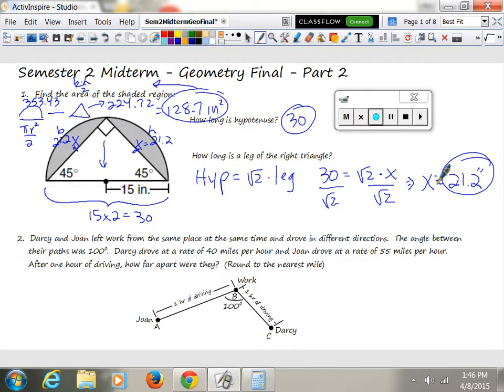Number 2 says Darcy and Joan left work at the same place at the same time and drove in different directions. The angle between their paths was 100. Darcy drove at a rate of 40 miles per hour. So Darcy went 40 miles per hour for 1 hour. That means she went 40 miles. Joan drove at a different rate of 55 miles an hour. So after 1 hour's time, she would have been 55 miles away.